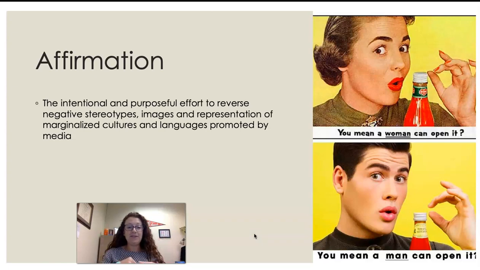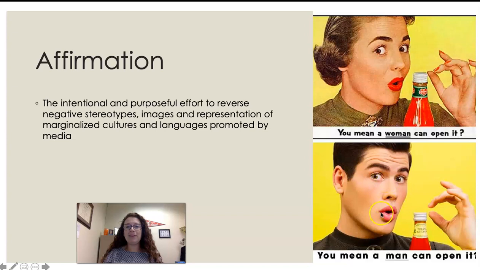Indian hats, as in Native American hats, where the Native American hats were like the construction paper band with the feathers in the back? I mean, come on, folks. That is not a good representation of our Native American people. Consider this picture of a 1950s advertisement for ketchup where it says, "You mean a woman can open it?" Like she doesn't need her man to open a bottle of ketchup.